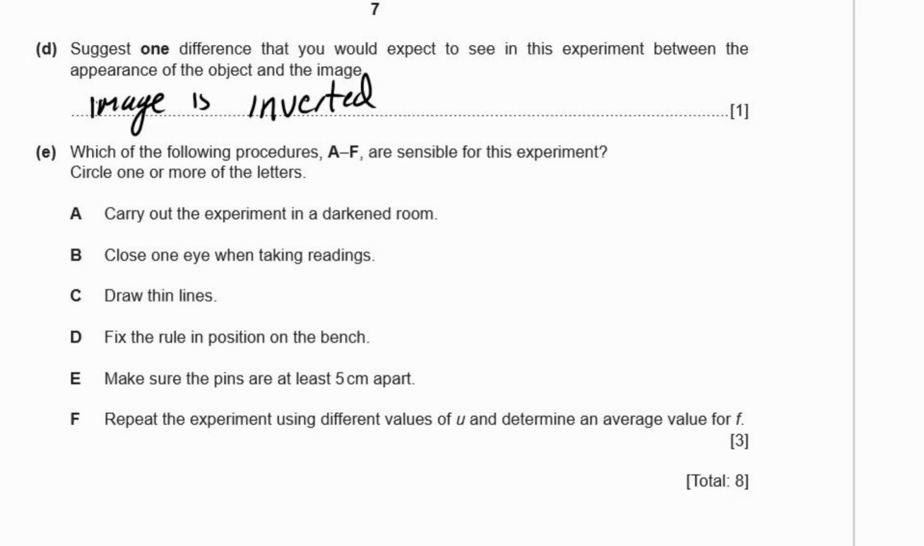E. Which of the following procedures A to F are sensible for this experiment? Oh, let's look at that then. A, carry it out in a darkened room. Yes. Always darkened rooms whenever we're doing these light experiments. B, close one eye when taking readings. No, everyone knows you have to close one eye and stand on your head whilst looking backwards through a mirror.